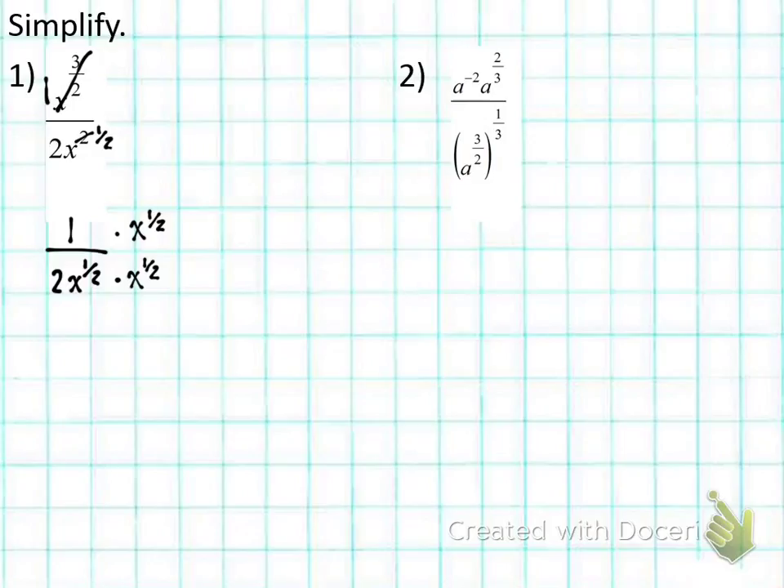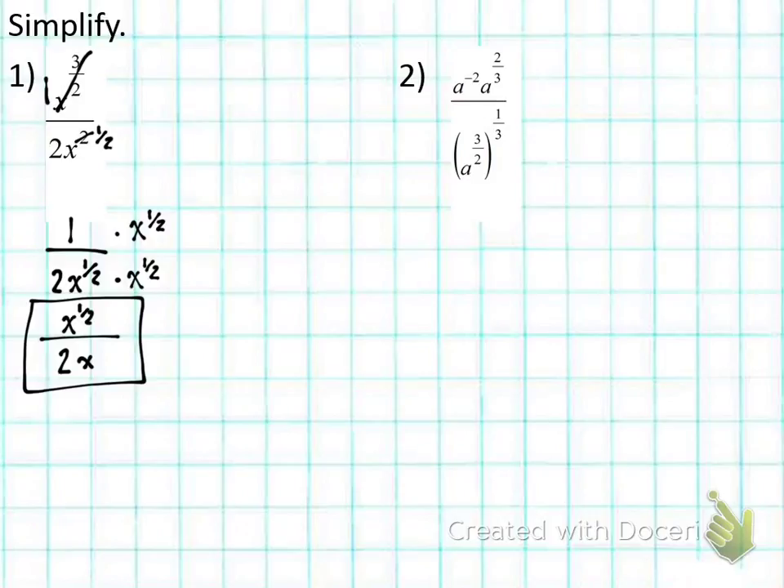Okay? Because I know that x to the 1 half times x to the 1 half is equal to just 2x to the first, right? And then my numerator 1 times x to the 1 half is just x to the 1 half. Okay? And that's it. That's how you do number 1.